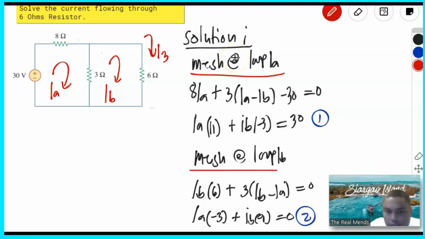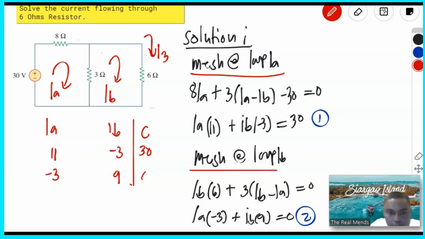And then let's get this equation number 1, that is for IA, and then for this IB. So our IE, that is 11, and then that is negative 3, and then we have 30. This is for constant. And then for mesh at loop B, we have negative 3, and then we have 9, and then is equals to 0.